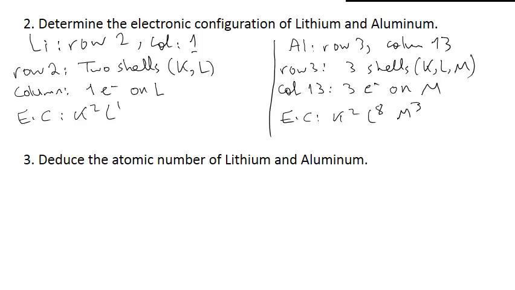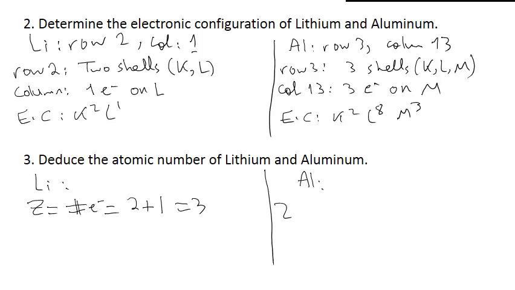Thank you. Selena, did you find the atomic number for lithium? Lithium, Z is what? Z equal number of electrons. How much? 2 plus 1 equals 3. Yes, we add the electrons on the energy levels. Dana, the aluminium. Z equal number of electrons equal 2 plus 8 plus 3 equal to 13. Good.